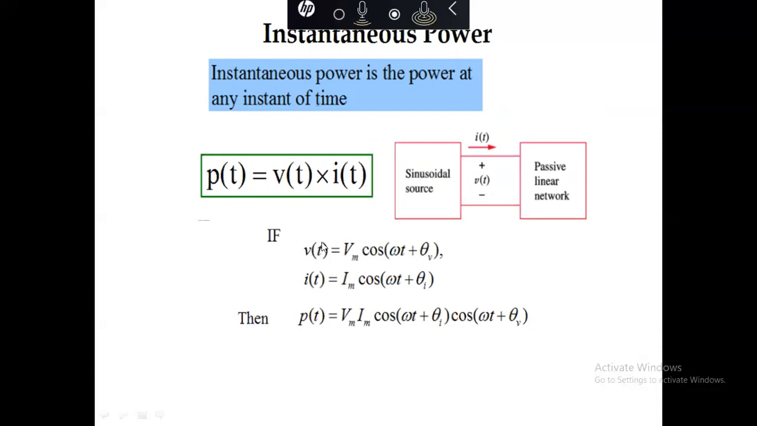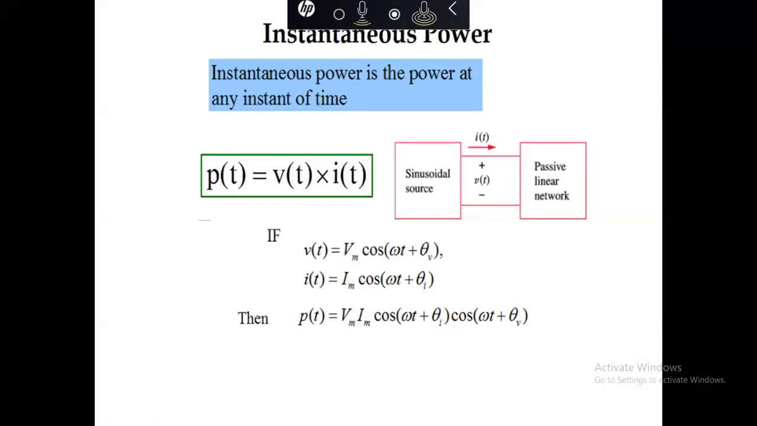So if we say that v of t is Vm cosine of omega t plus theta v, and i of t in the same way is Im cosine of omega t plus theta i, both represented in cosine form, and we have the product of the two amplitudes, Vm Im, and the corresponding cosine terms.